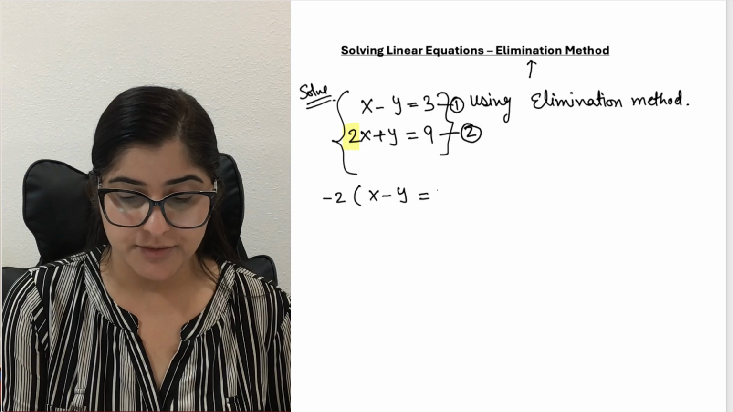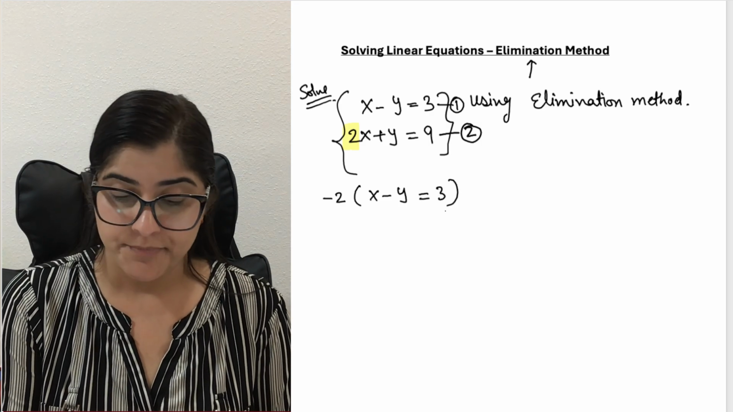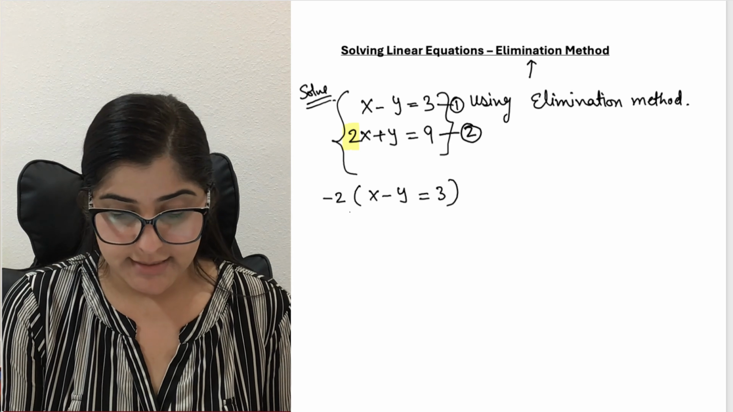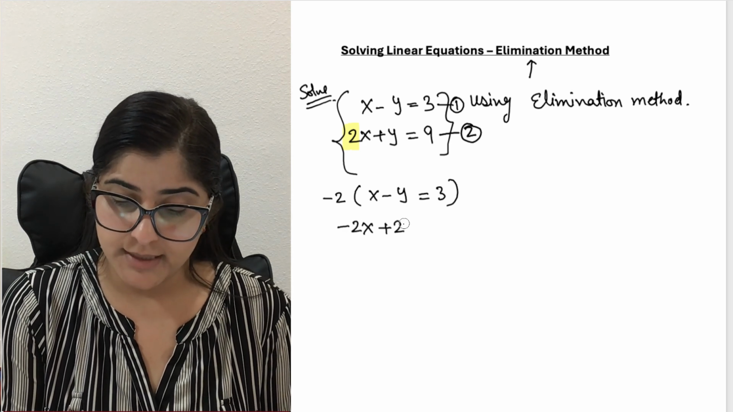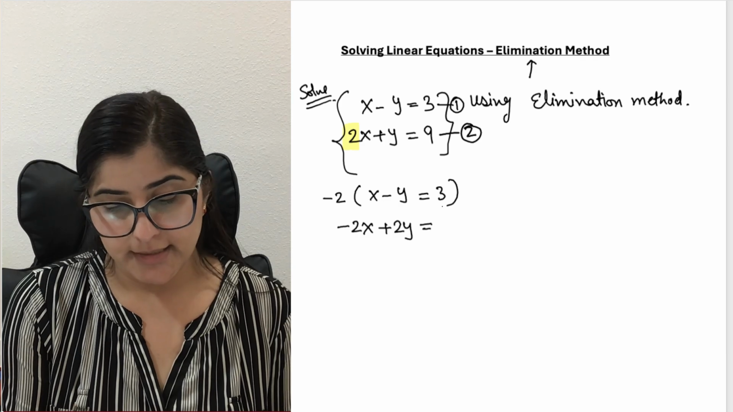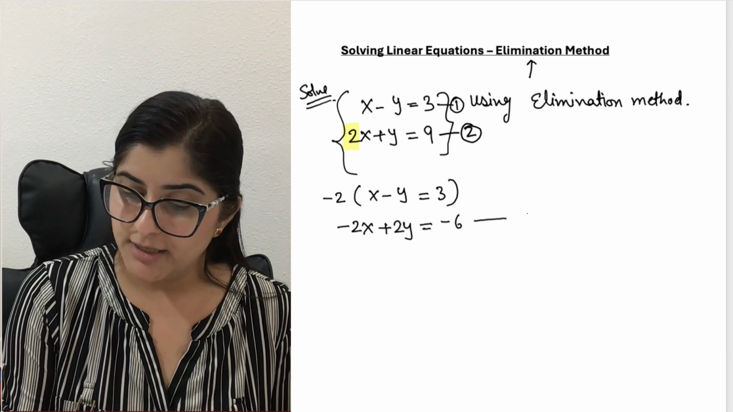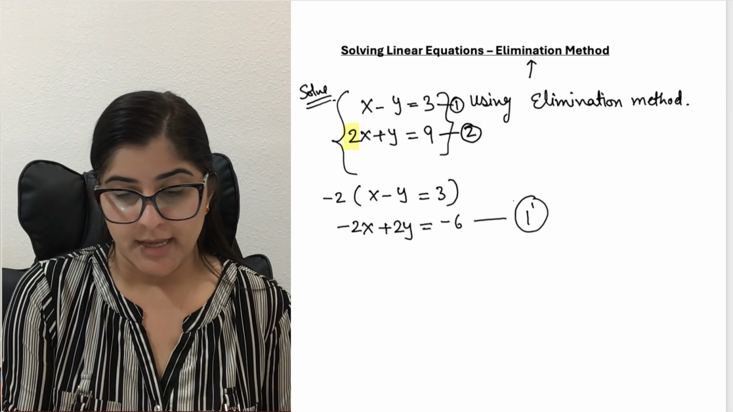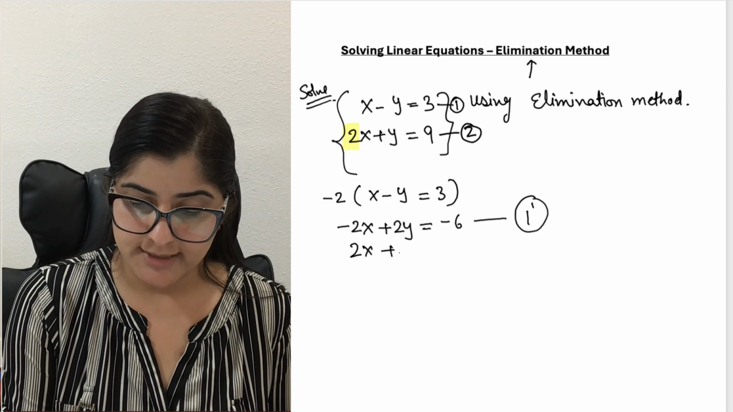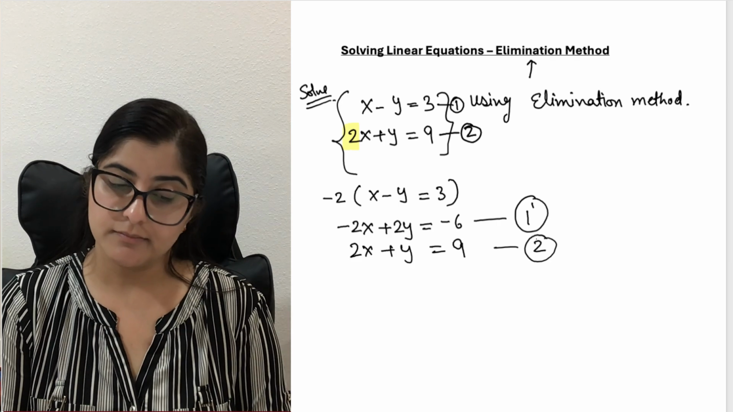The whole equation 1, both sides, I will take with the equal sign. When I multiply, I get minus 2x plus 2y, and on the right hand side, minus 2 times 3 is minus 6. This is my new equation, so I will call it 1 prime. And my second equation is 2x plus y is equal to 9.